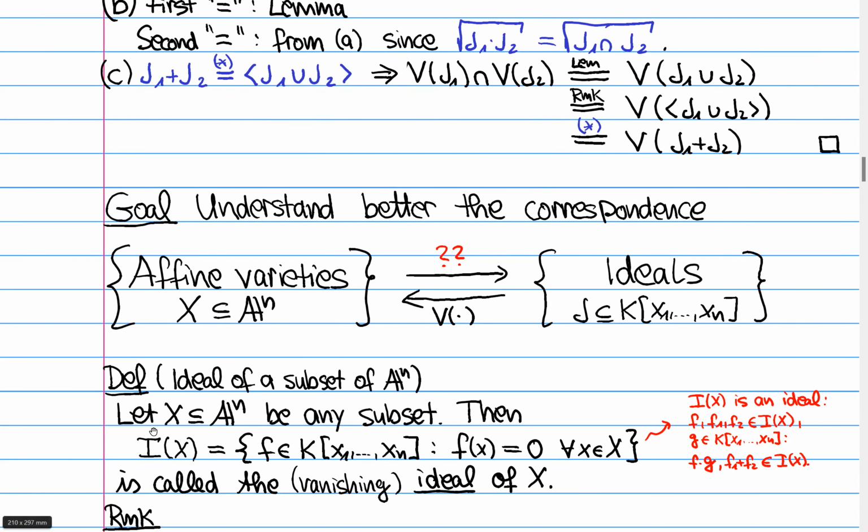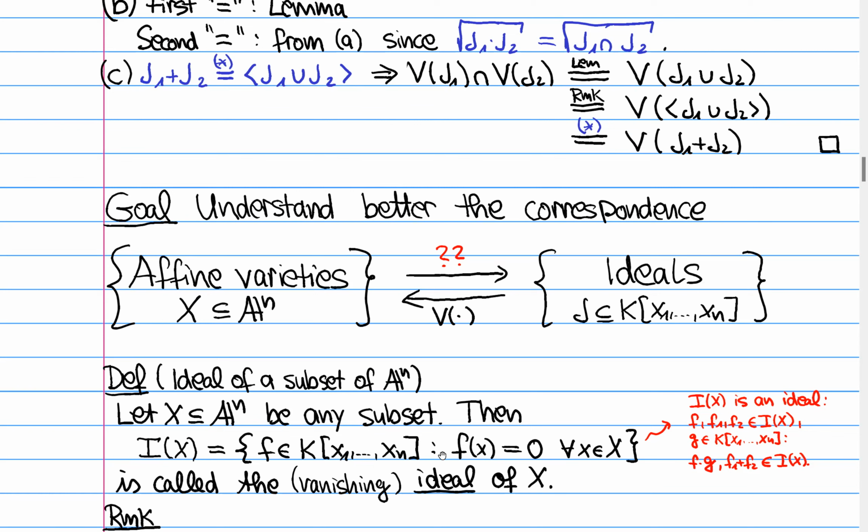So in fact, we can take any subset X inside A^n, and then we define I(X), the ideal or the vanishing ideal of X, just as the set of polynomials which vanish at all points of your subset X. And to justify why we're allowed to call this the vanishing ideal, we can quickly check that this is an ideal in the polynomial ring here.